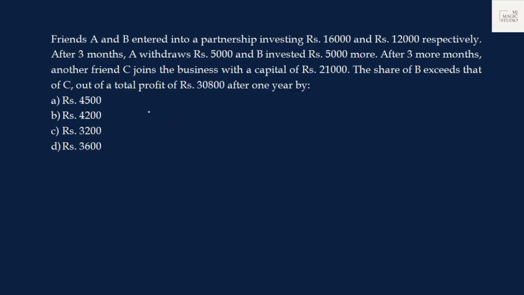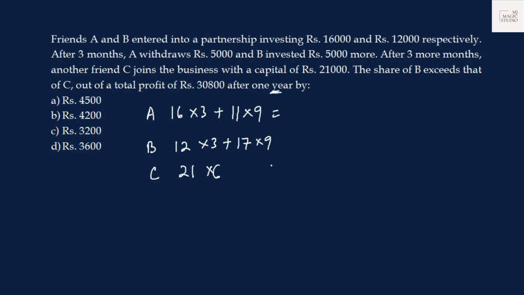Friends A and B enter into a partnership, investing 16,000 and 12,000 respectively. After 3 months, A withdrew 5,000, that means remained with 11, and B invested 5,000 more, that means B's investment increases to 17. After 3 more months, that is after 6 months from the beginning, another friend C joins the business with the capital of 21,000. The share of B exceeds the share of C out of a total profit after 1 year. That means 12 minus 3, this is for remaining 9 months, and C's investment is only for 6 months.